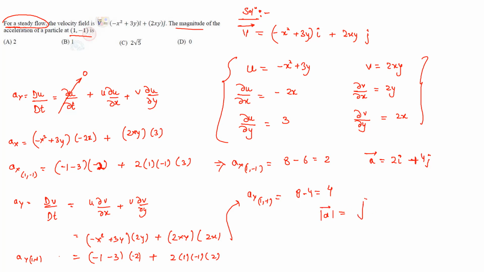And since they are asking us to calculate the magnitude, basically you have to just calculate the magnitude of this vector, which will be nothing but the square root of 2 square plus 4 square, and this is under root 20, which can also be written as 4 times 5, and then you can take the 4 out, which will be 2 out of the square root, and root 5 will remain. So option C will be the correct option for you.